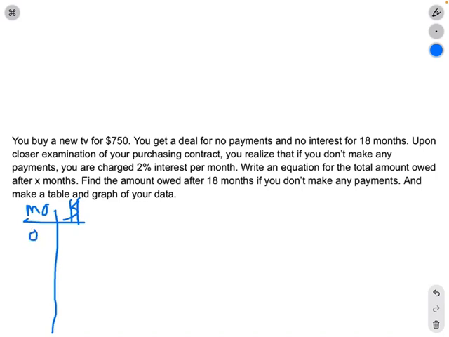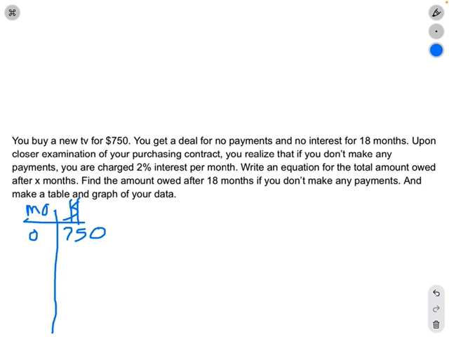So in month 0, we owe $750. And then we have to figure out what to do. So again, this is sort of like the last problem where we have $750. If we multiply that by 0.02, which is 2%, that's $15. So I think we know that the $15 there is just what we're charged for interest for that month. We know that that's not the actual amount we owe.